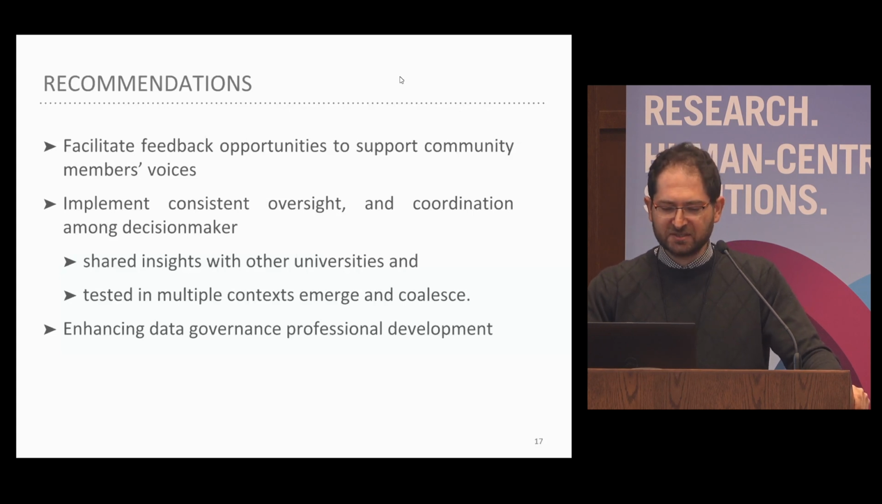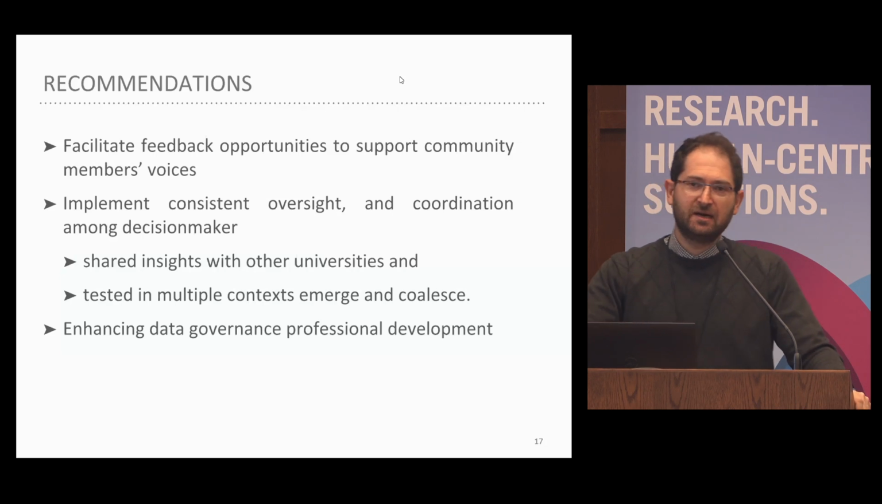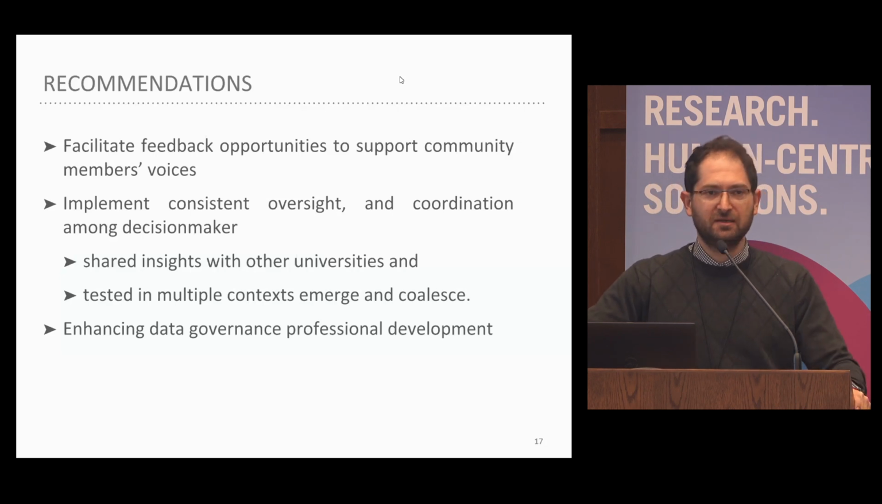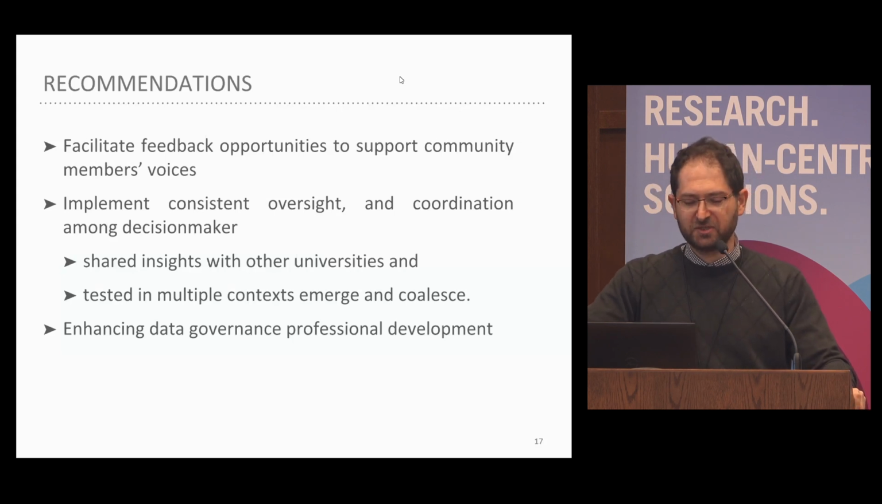Implement consistent oversight, coordination amongst decision makers, and also share the insights across universities. We're in this together, honestly. A lot of those tools are used across institutions, and having the lessons or some of the suggestions and helpful tips will help to make sure that those things are tested and reviewed properly.